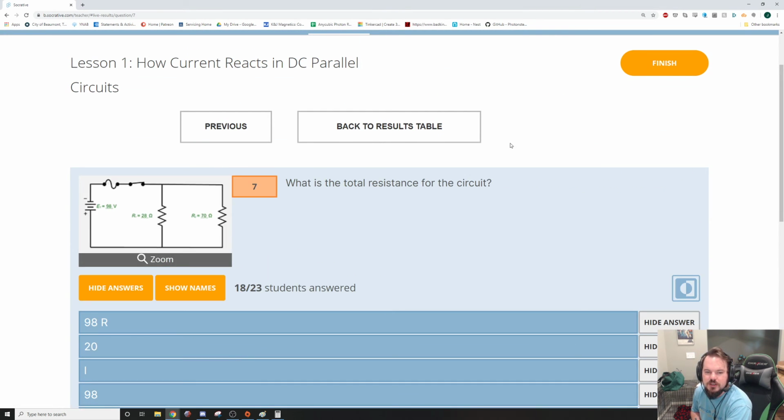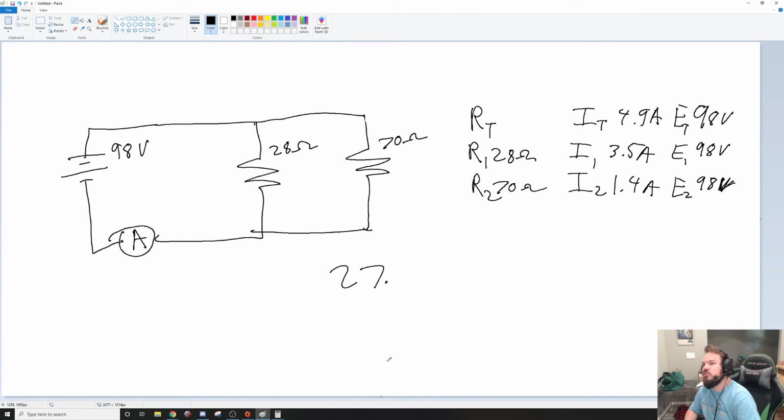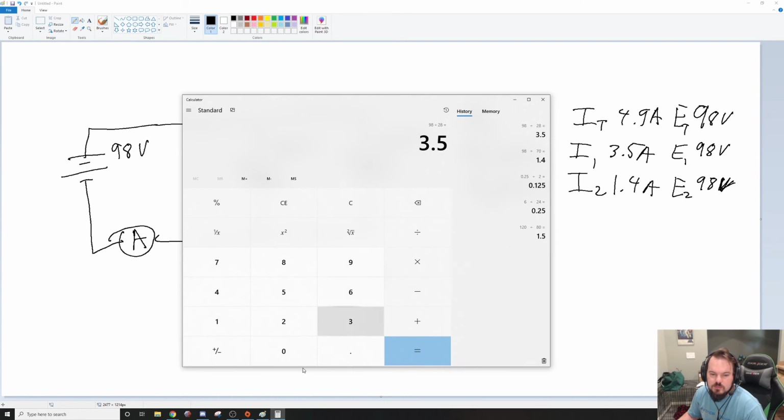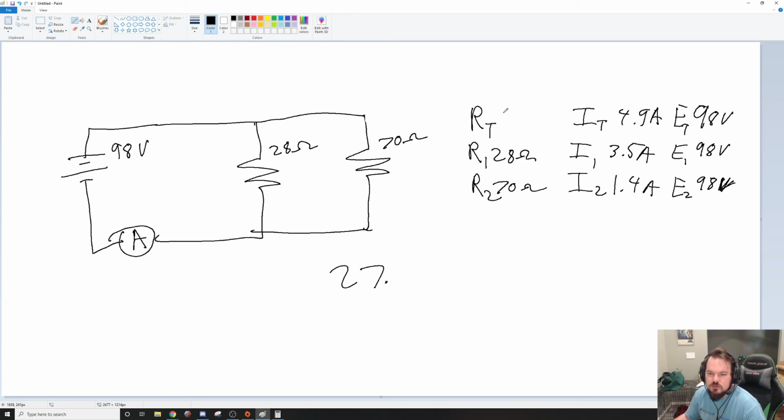The next question is, what is the total resistance in this circuit? Well, you could use one of the formulas to find total resistance, or you can just do 98 divided by 4.9, because we haven't gotten to that actual formula yet. So 20 ohms. You can see how the total resistance is lower than either of the individual resistances.